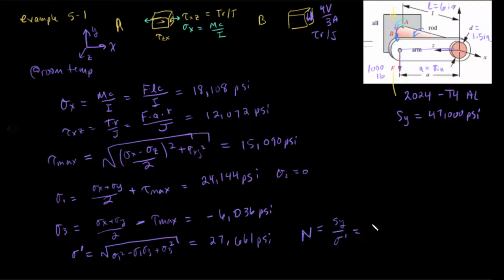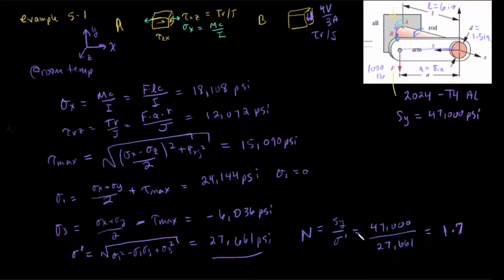So that's 47,000 from our data over the stress that we just calculated over here, that sigma prime, which is 27,661, and that is equal to 1.7. So based upon these conditions, that's a good safety factor. If we understand everything and it's in a controlled environment, we can be confident that it's going to be okay.